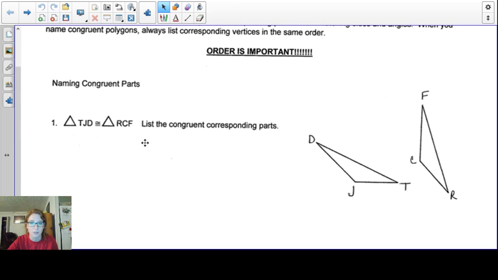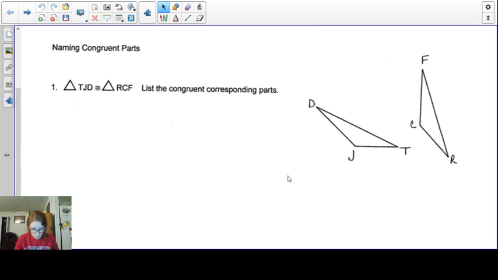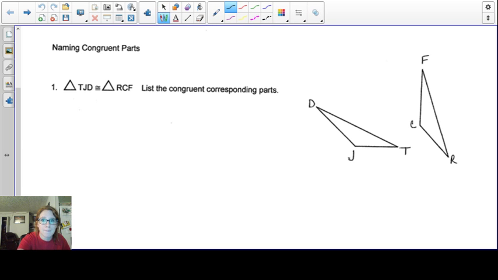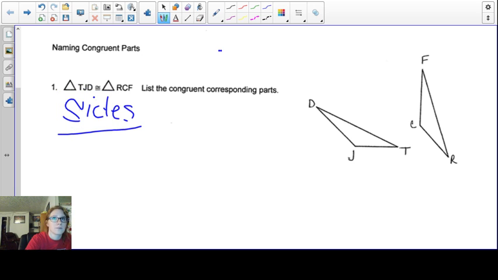So it's telling me that triangle TJD is congruent to triangle RCF. And it's asking me for the congruent pieces. So if I went... I have my sides, because I have the sides of a triangle. I go from T to J, so let's say side TJ, because I'm talking about how it's written here. I start with T to J, and then on my other one I go R to C, so then those must be congruent.